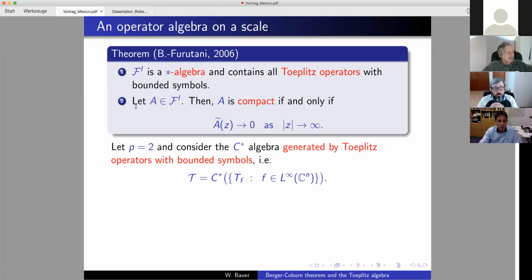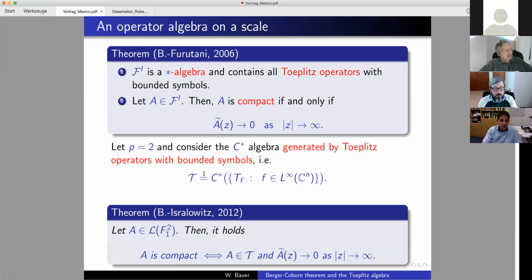And then I can go a bit further. Now I want to consider just the case p equals 2, but this is not essential here. I can consider the C* algebra generated by Toeplitz operators with bounded symbols. This is my notation: C* of all Toeplitz operators with bounded symbols, that's the Toeplitz algebra. A further generalization of Engliš's result is a result by Joshua Isralowitz and myself in 2012, which says that a bounded operator on the 2-Fock space is compact if and only if it is contained in the Toeplitz algebra and the Berezin transform vanishes at infinity.